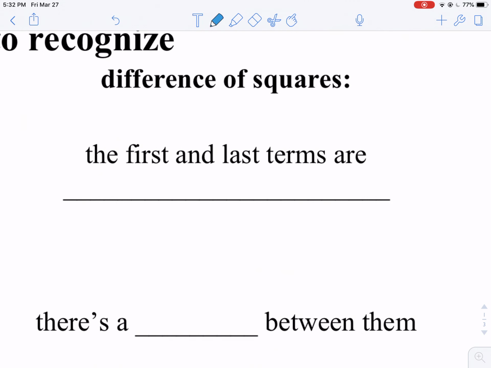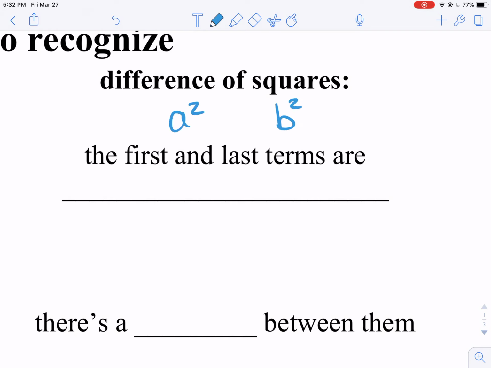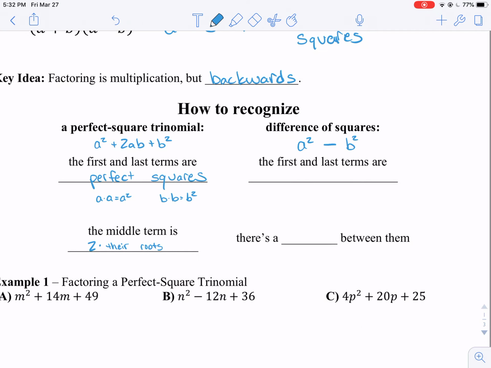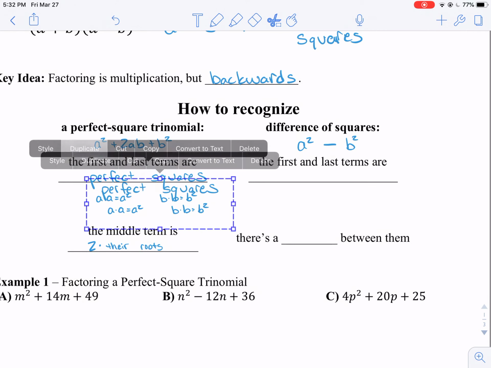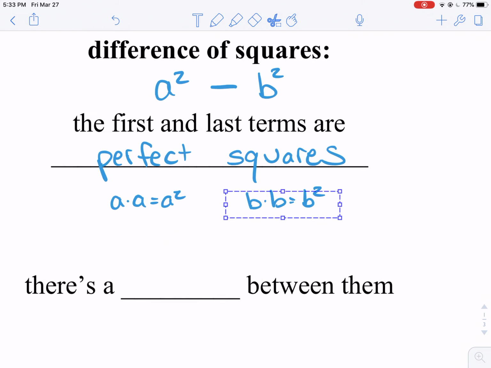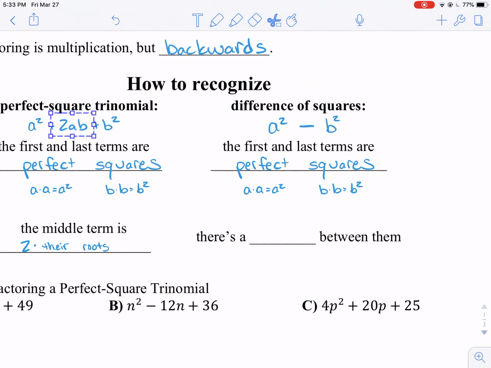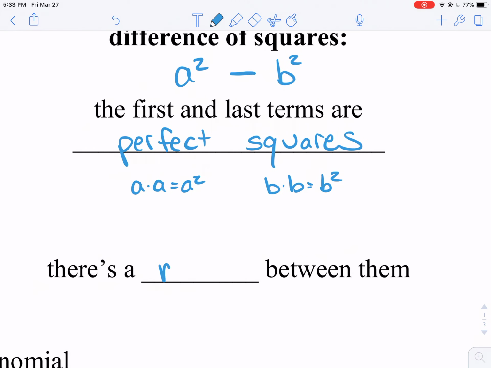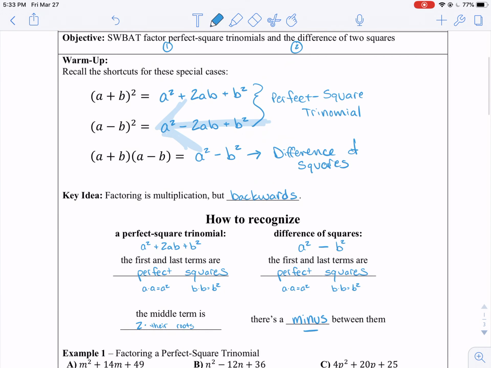Next, our difference of squares is where you have 2 square numbers and you take their difference. You subtract them. So that's a squared minus b squared. Here, the first and last terms, just like in a perfect square trinomial, are perfect squares. Because a squared is equal to a times a, and b squared is b times b. Now, instead of having a middle term of 2ab, they don't have a middle term. Instead, there's a minus sign between them. That guy right there. So that's a perfect square trinomial and a difference of squares. Today, we are going to factor each one of them by doing our warm-up backwards.